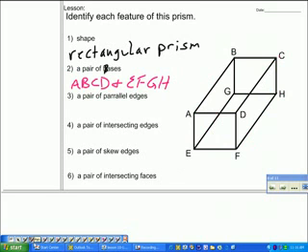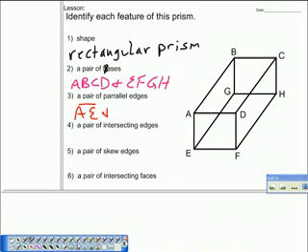How about a pair of parallel edges? Those are 2 edges that'll never touch. Well, you have lots of different choices. AE and BG. Yep. If you pick this one, he picked this one. You could have picked DF. You could have picked CH. There's lots of them. You could have gone AB, and then you could have gone CD or FH or EG. Yeah, there are lots of different ones. Just make sure you identify them as line segments.